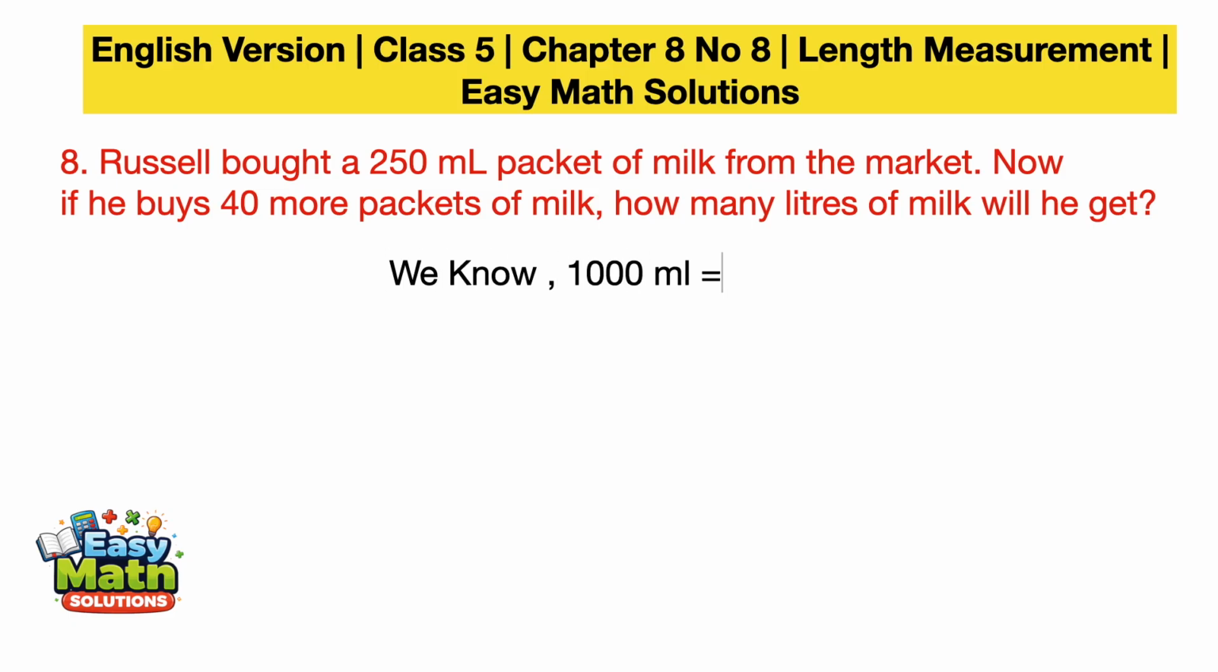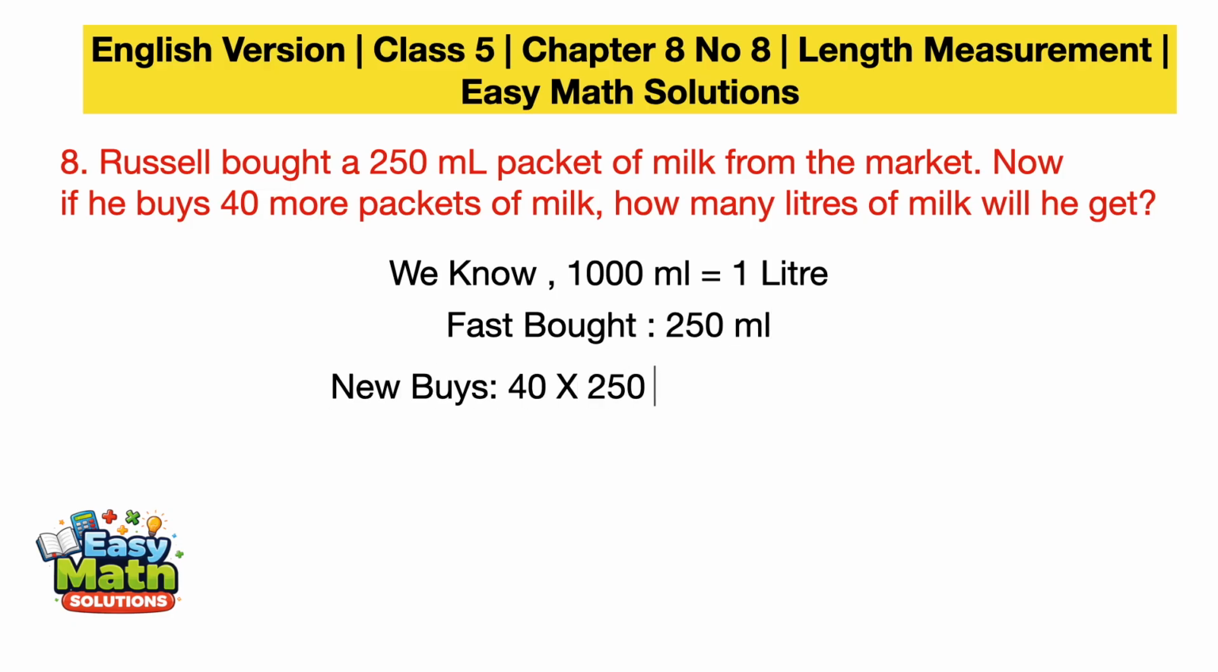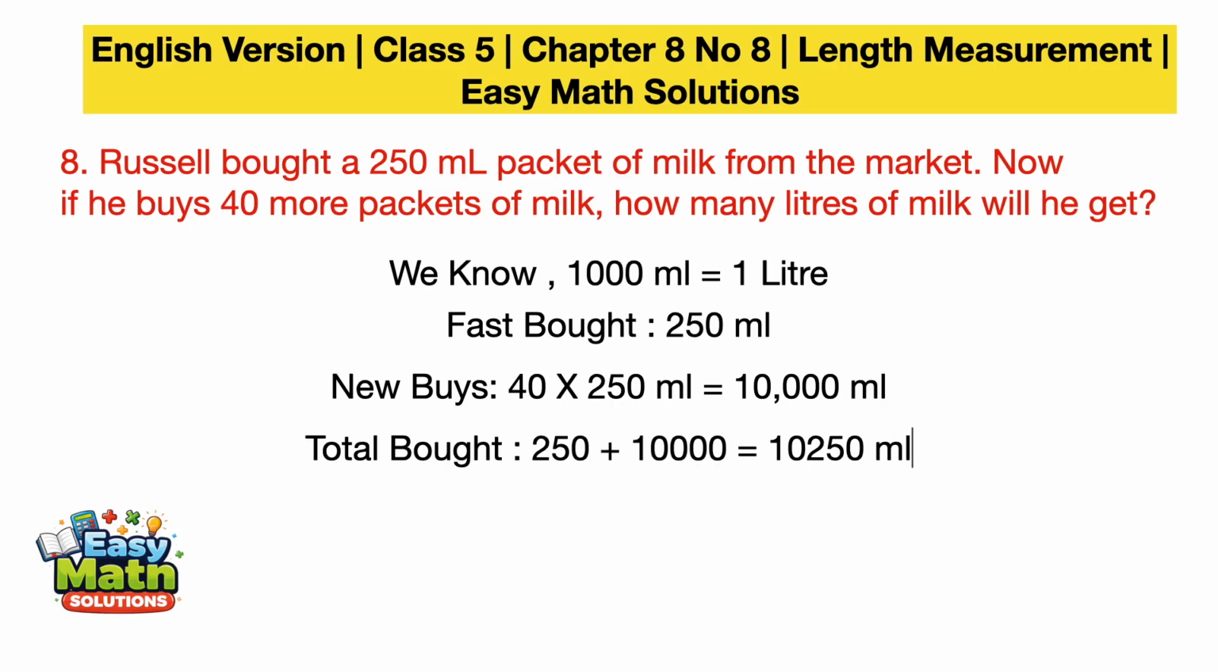We know 1000 milliliters equal 1 liter. First he bought 250 milliliters, and now he bought 40 new 250 milliliter packets. That means 40 times 250 milliliters equals 10,000 milliliters. So he bought a total of 250 plus 10,000 equals 10,250 milliliters.